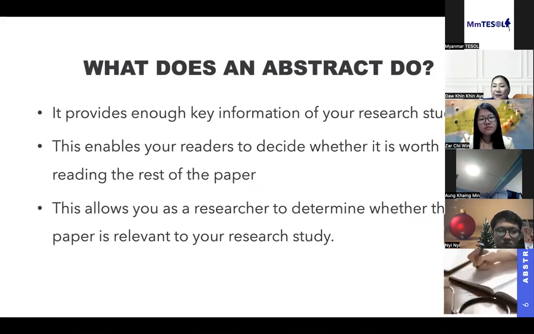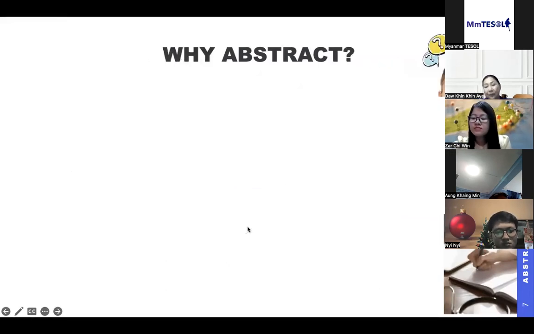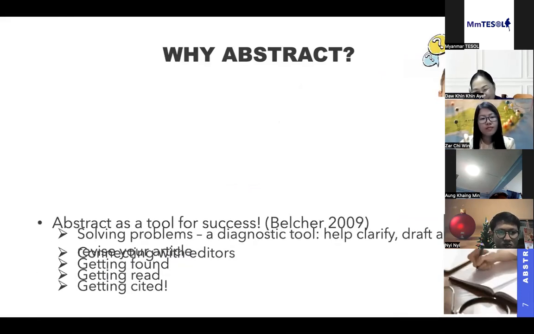Now, what does an abstract do? It provides enough key information about your research study to enable your reader to decide whether it is worth reading the rest of the paper. This allows you as a researcher to determine whether this paper is relevant to your research study. You may remember, let me write: literature review, look at title and abstract, right?